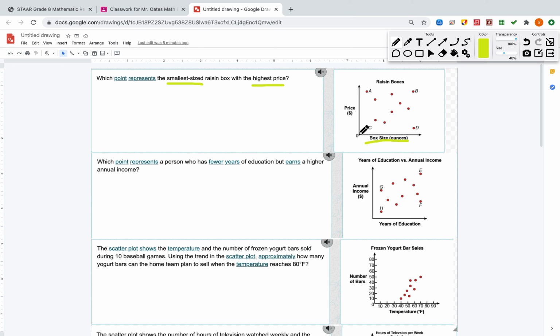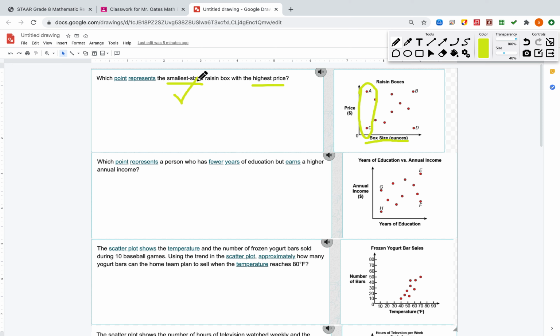As the box size, it starts at 0. So the further I go this direction, the bigger my box is going to get. I'm looking for a small one, so I know the smallest needs to be closest to 0. That means it's either going to be point A or point C, because on the box size axis those are the ones closest to 0.